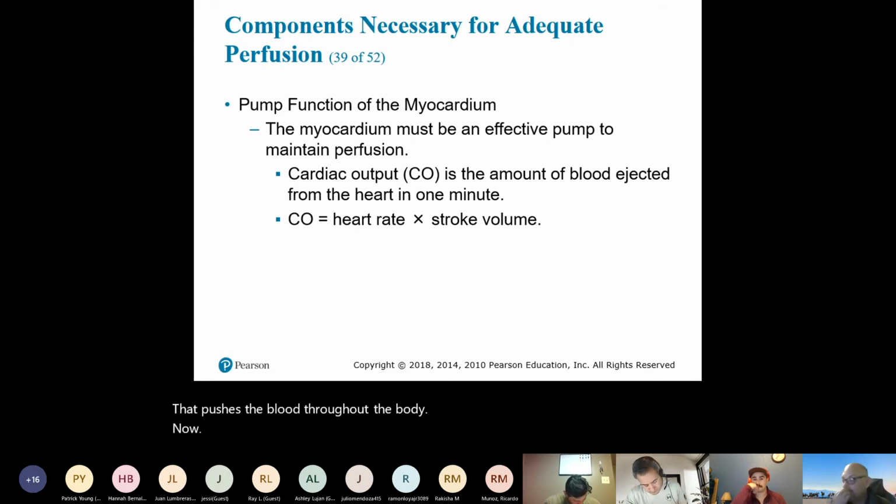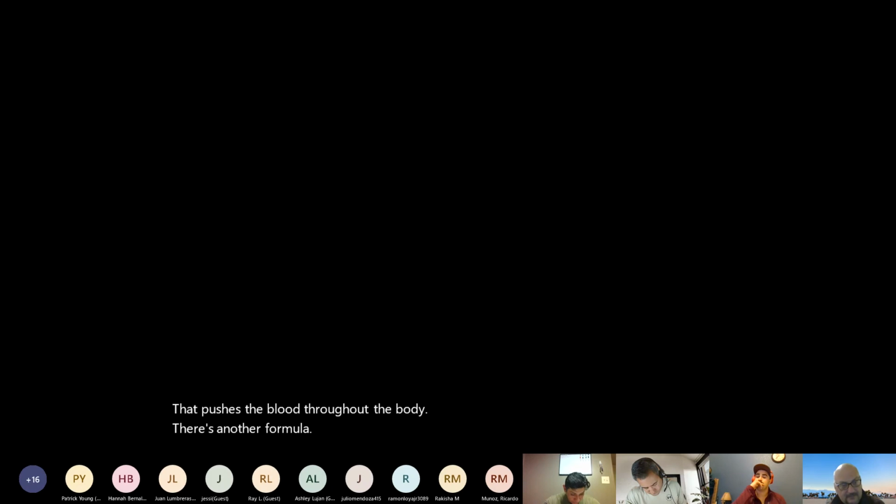Now, there's another formula to consider. And that formula is cardiac output. How much volume is the heart actually pushing out? Because if you think about it, if there's not enough volume, how much oxygen is actually going to get down to the tissue? Not much. So we have to make sure we push enough volume. And so the concept is called cardiac output.